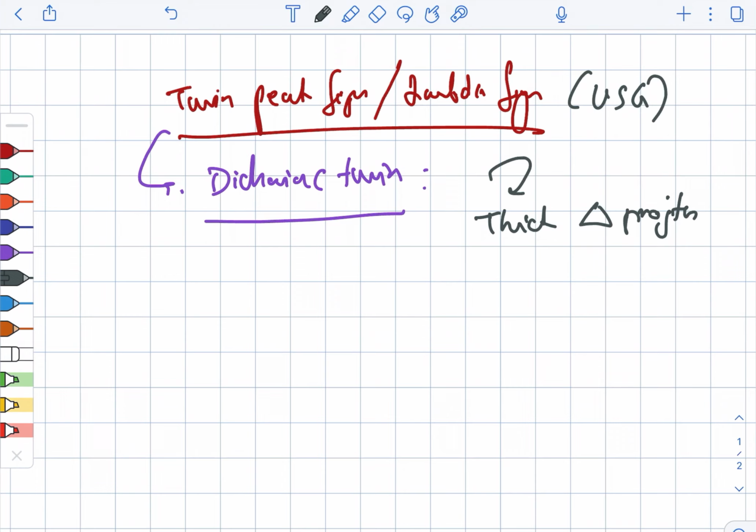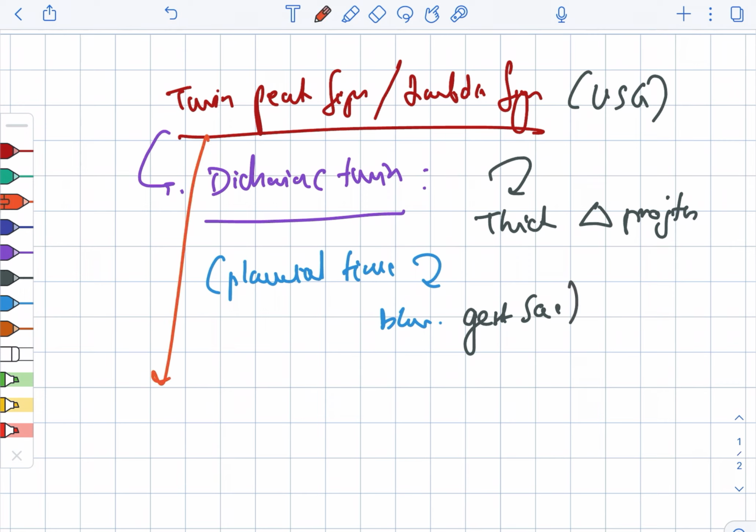And this projection is of the placental tissue, the placental tissue between the gestational sacs. This is also known as the twin peak sign, also known as the lambda sign.